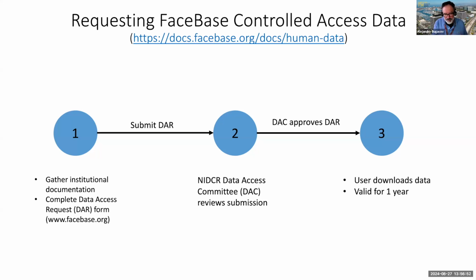Once you finish filling in the form, it goes to the NIDCR Data Access Committee, or DAC, which reviews your submission. They go over your documentation and make sure that everything's fine. When that gets approved, they let us know that you are approved to download that data set. We contact you, package the data, and make the data available for you to download. Your access is valid for 1 year. If you need the data longer, you need to renew it. And that's not a very complicated process.